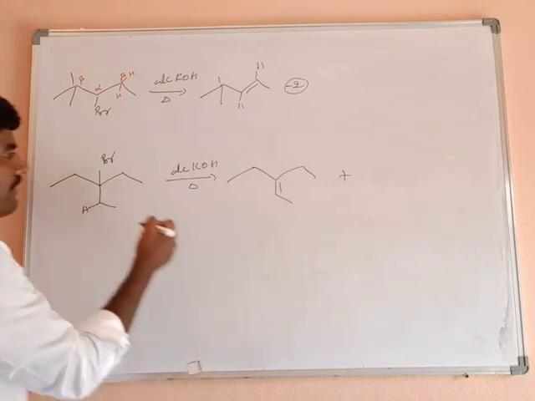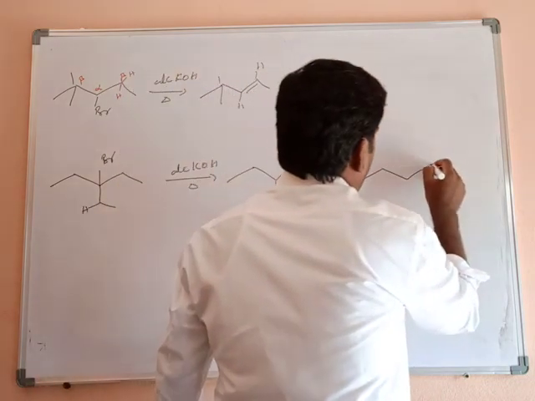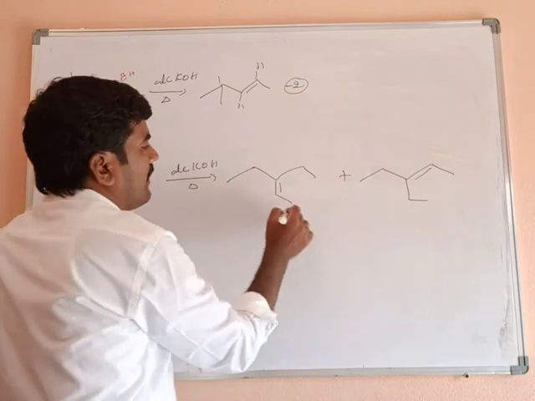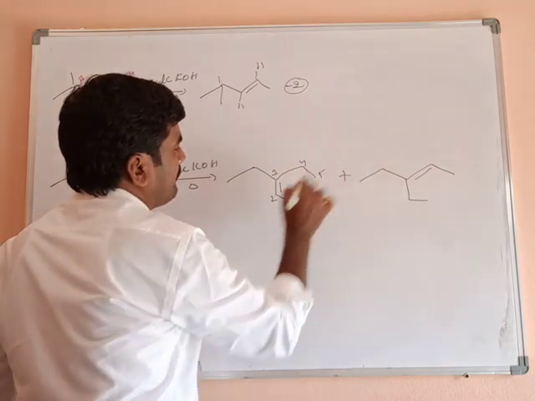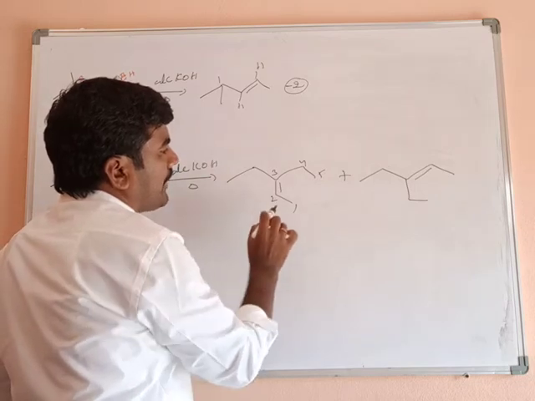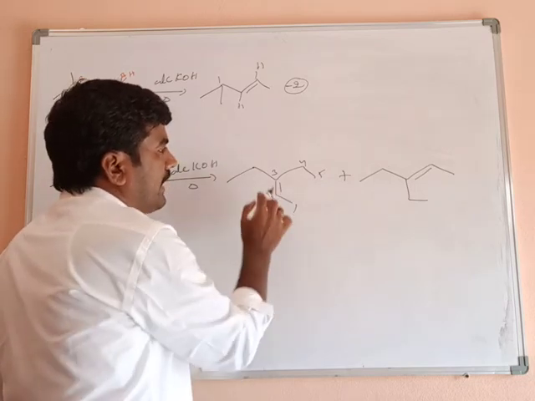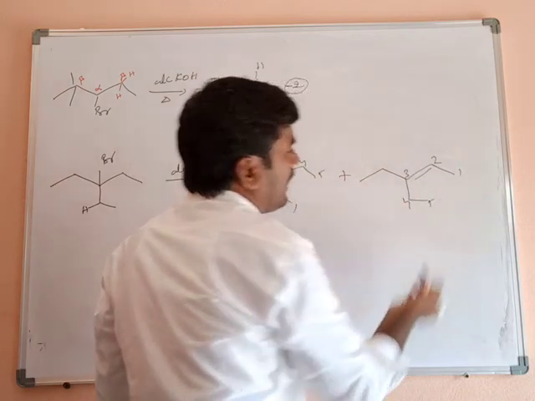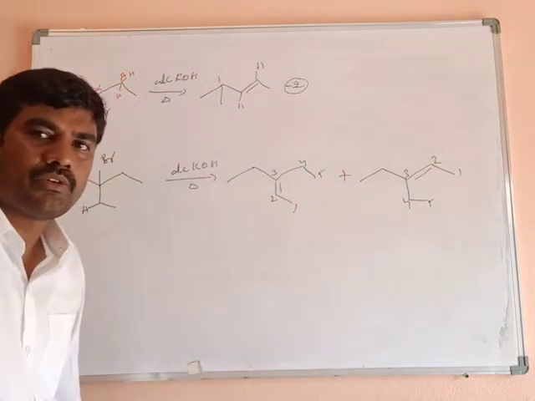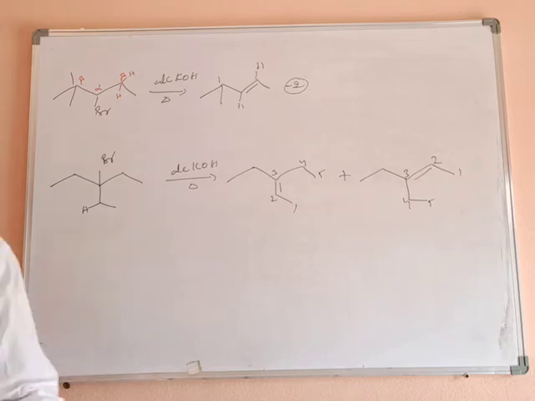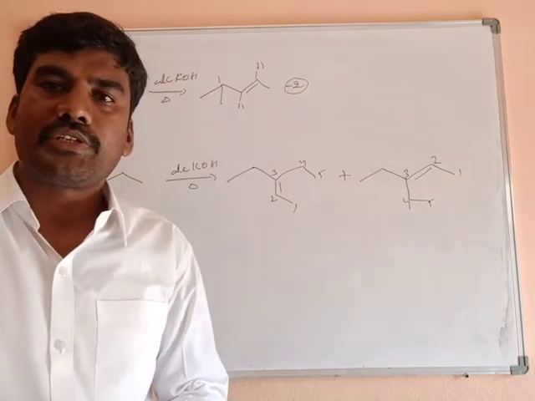Identical. Write the IUPAC name. What is the IUPAC name? 1, 2, 3, 4, 5. 3-ethylpent-2-ene. 3-ethylpent-2-ene means a single product will come. There is no double product. These are the examples of elimination reactions.